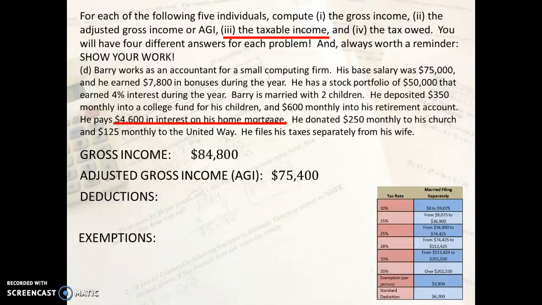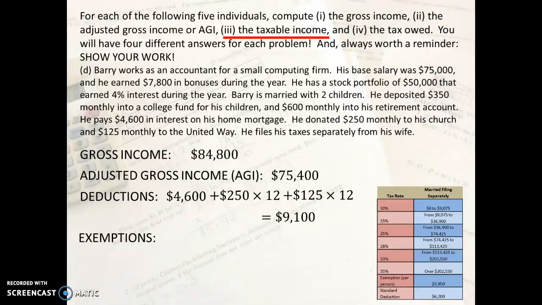Actually, good point, and once again, you're thinking like a tax person. You have to think about these details, and this is in the lecture notes way down there. Not only your charity deductions, but also if you own your own house, the interest is a deduction as well. So there's one number. Then you have your church donations times 12, that's monthly. United Way is times 12 as well. So those are all those deductions.